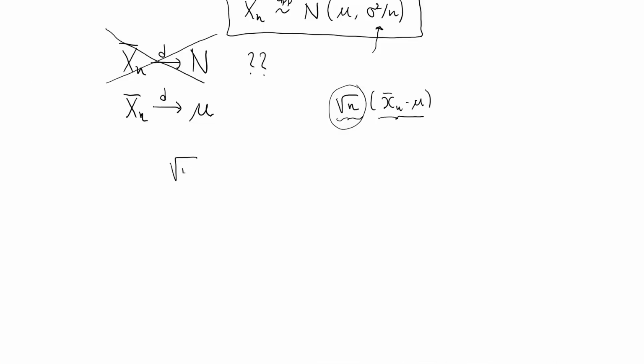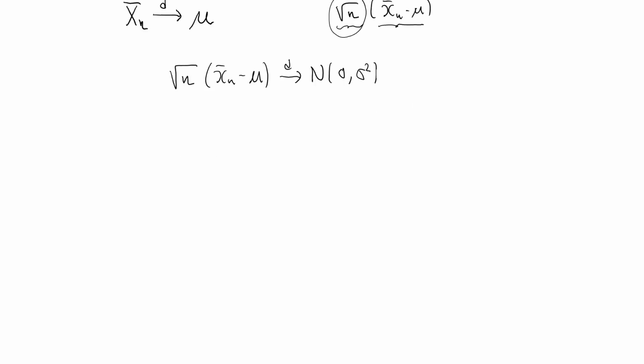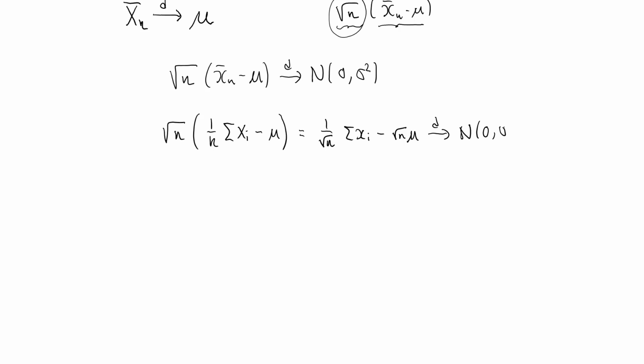So by the central limit theorem, square root of n times (Xn bar minus mu) converges in distribution to normal 0, sigma square. I can replace the sample mean with its formula. It's square root of n times 1 over n summation of Xi minus mu, and this is equal to 1 over square root of n summation of Xi minus square root of n times mu. This will converge in distribution to a normal 0, sigma square.